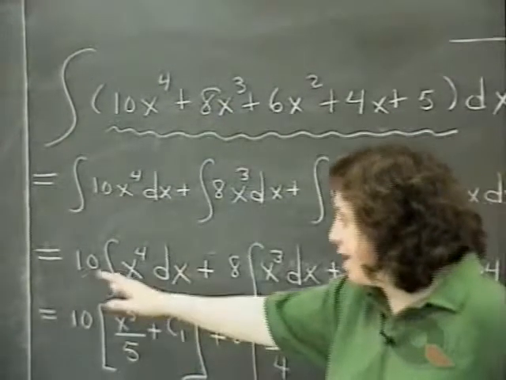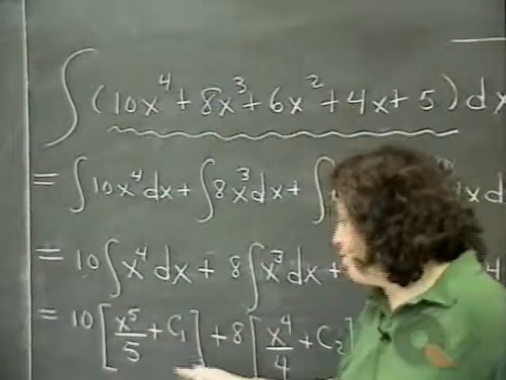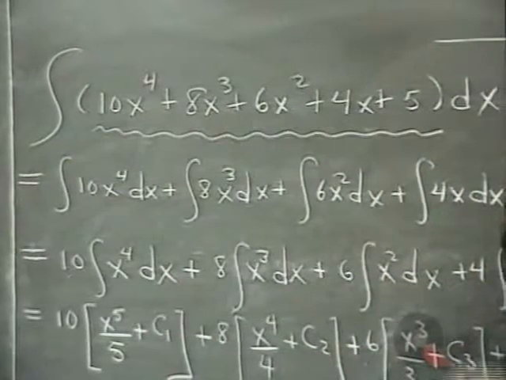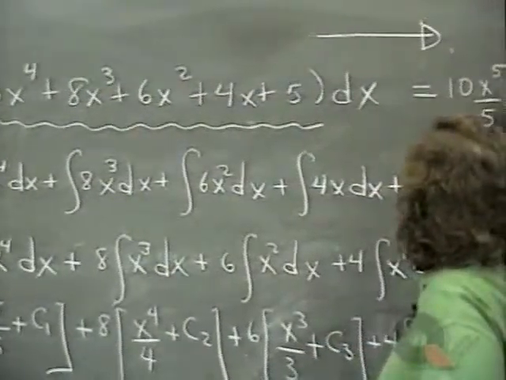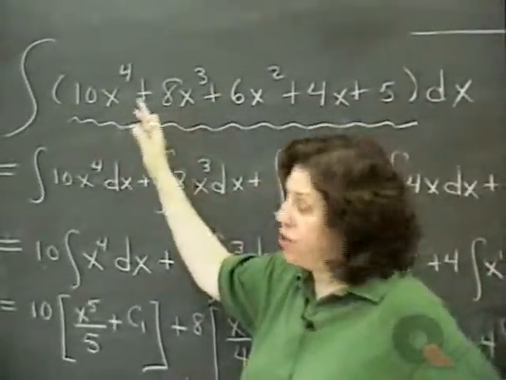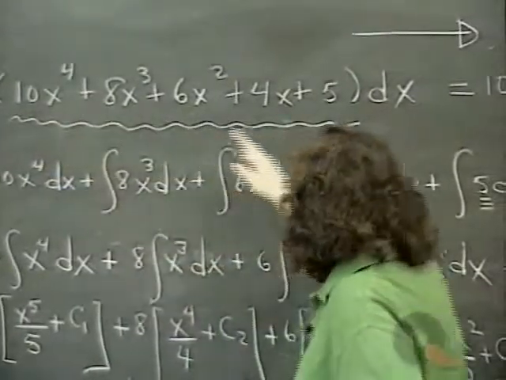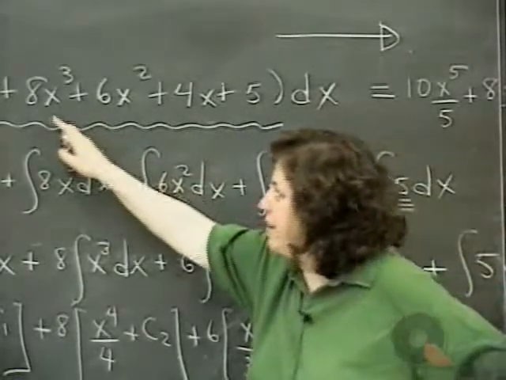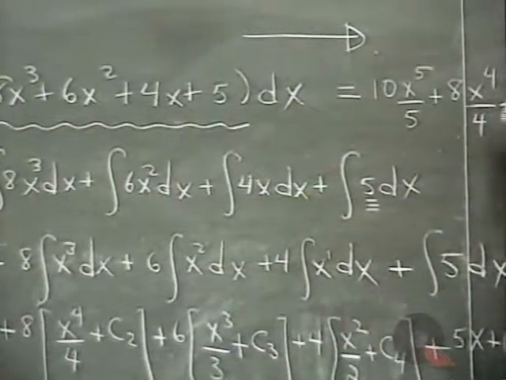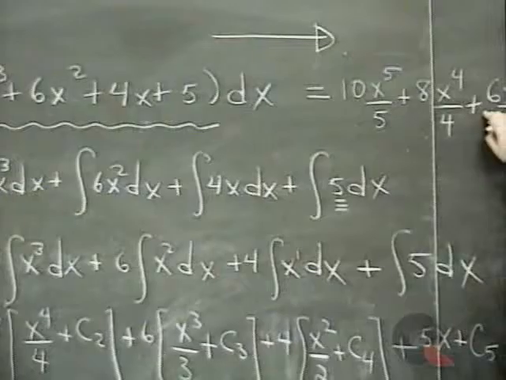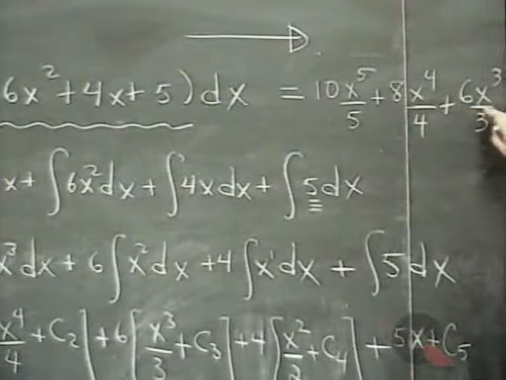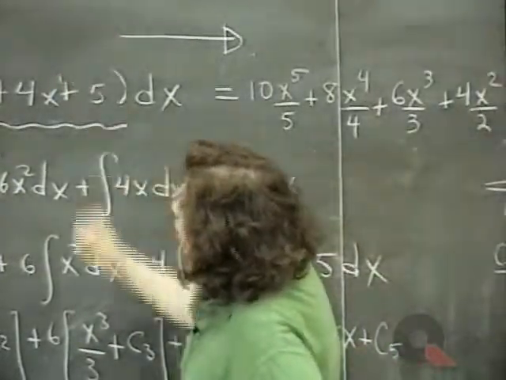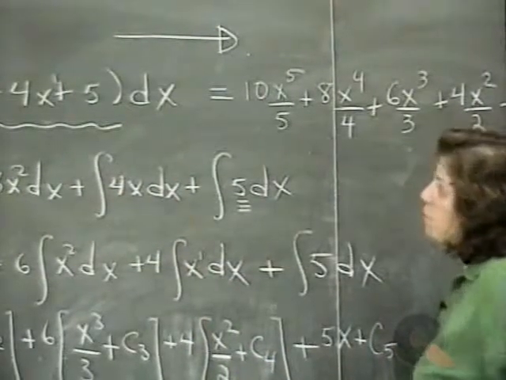So in each case, I got the constant, x to the 1 more power over the power, the constant, x to the 1 more power over the power, and so on. So we can go straight through to this. How do you anti-differentiate a polynomial? It's the constant 10, x to the 1 more power, 5 over 5, plus the constant 8, x to the 1 more power, x to the 4 over 4, plus the constant 6, x to the 1 more than 2, x to the 3 over 3. Constant 4, this is really 4x to the 1, so 4x to the 2 over 2.